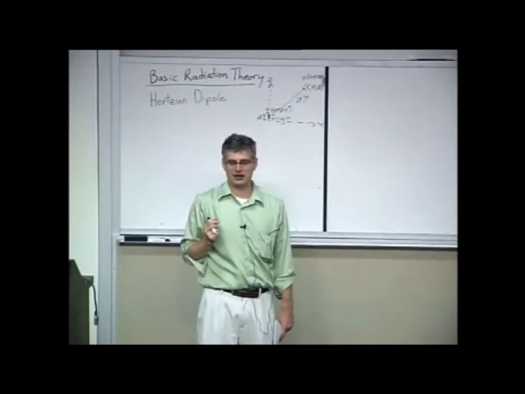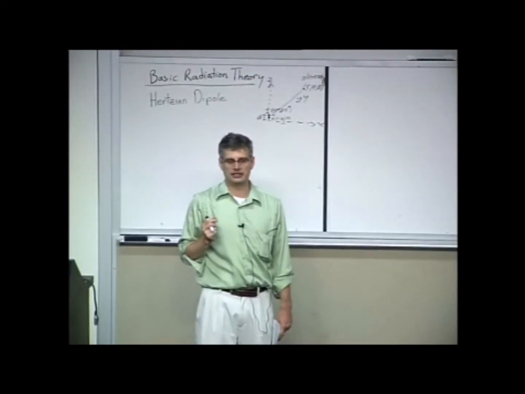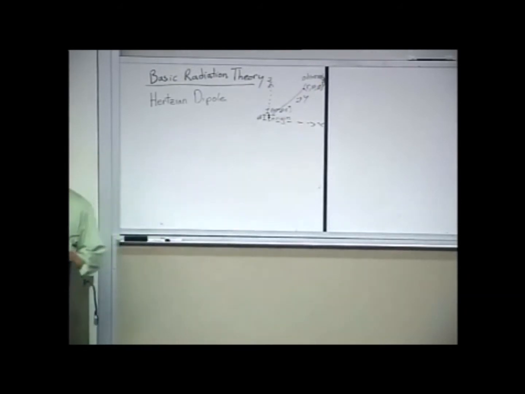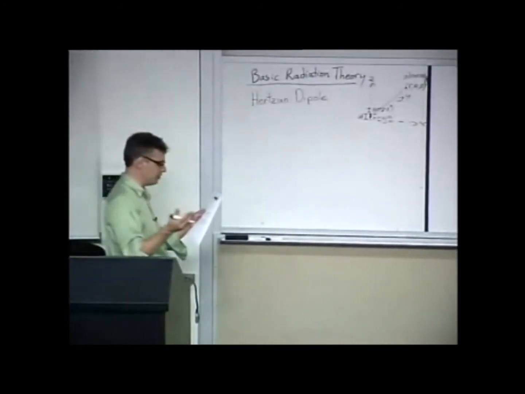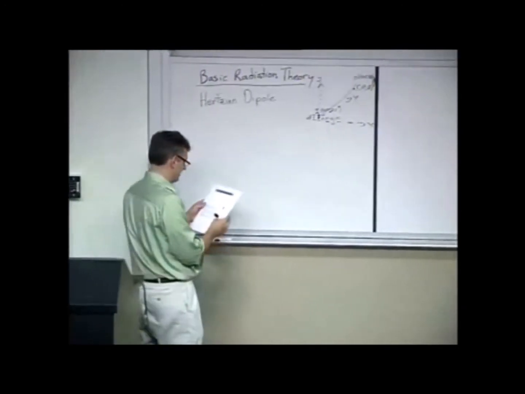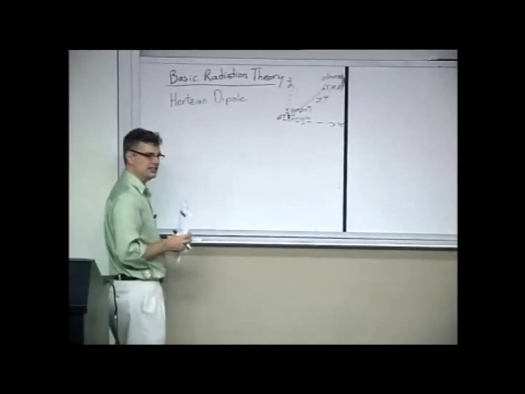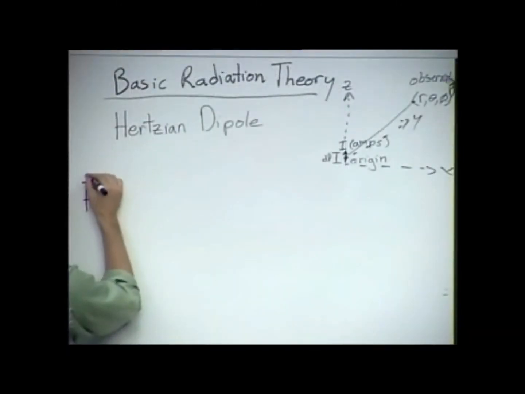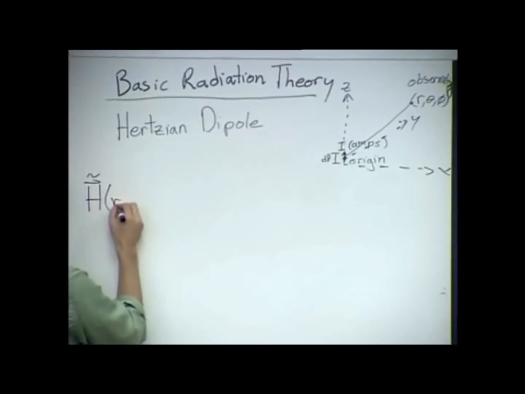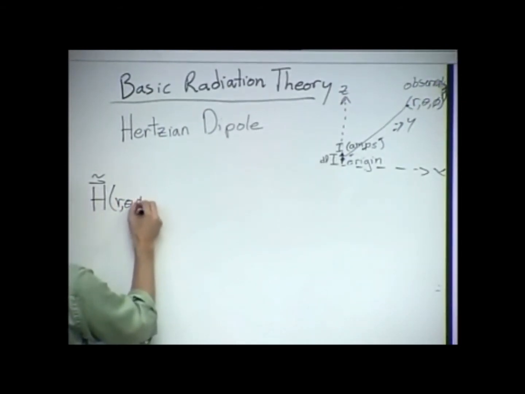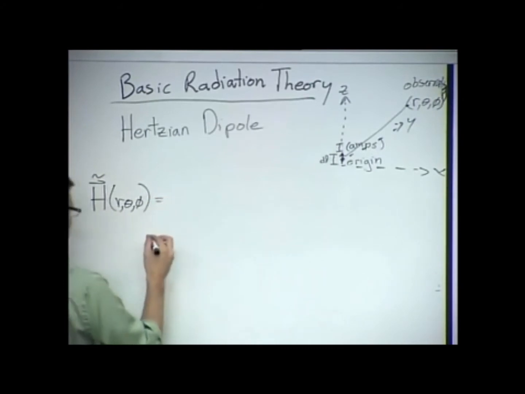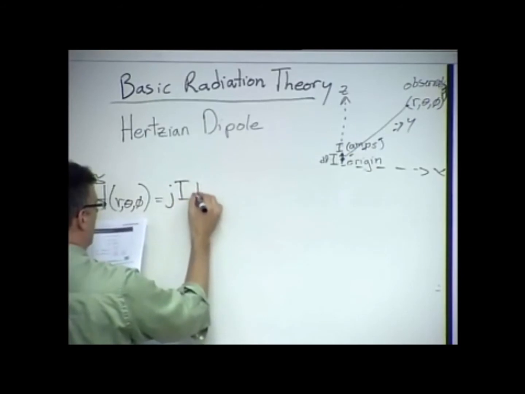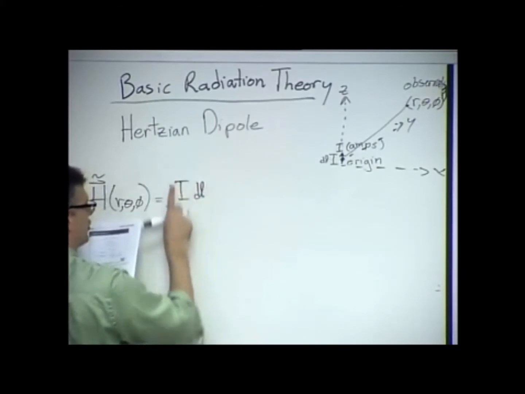Now let me sketch out the incredibly ugly solution to this equation, so that you can at least appreciate what your electromagnetic colleagues have to go through to study these fundamental problems. My H-field phasor, as a function of r, theta, and phi, my point of observation, is going to be given by j I dl, my little length, times my current amplitude.